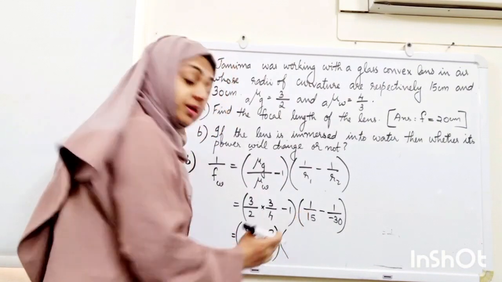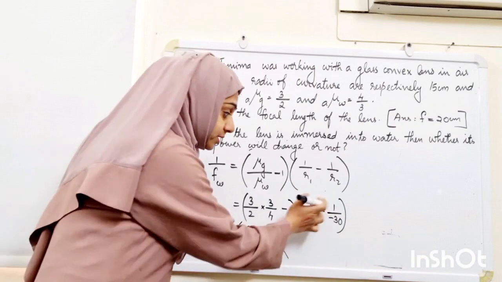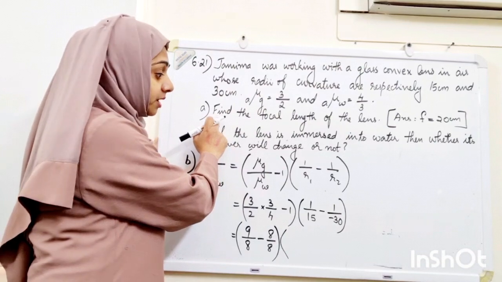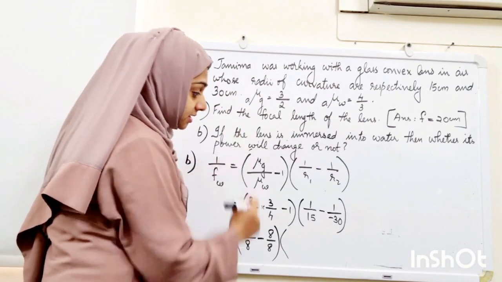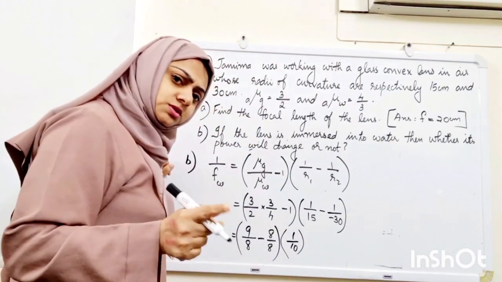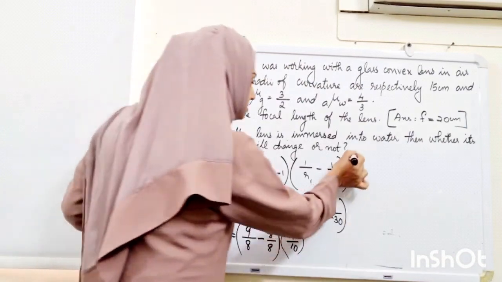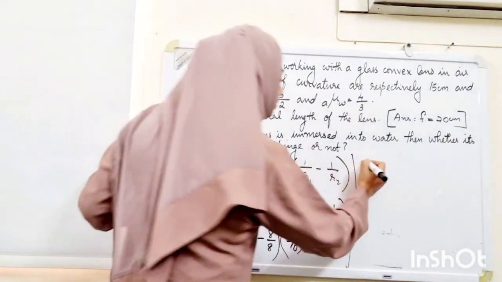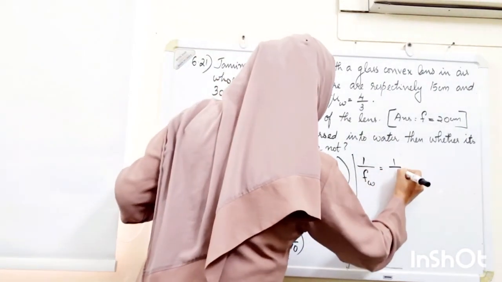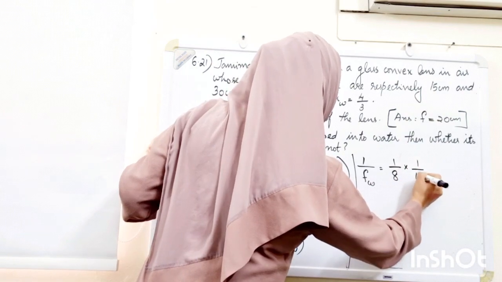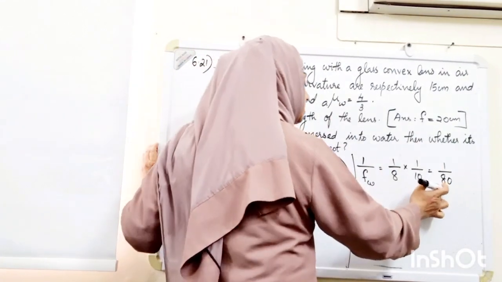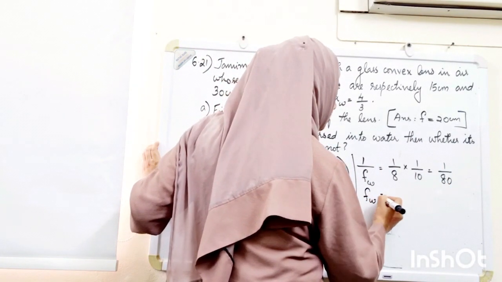Then here you may be remembering the value of 1 by 15 plus 1 by 30. We solved that while solving part A. What was that? It came as 1 by 10. So 1 by 10. If you have any doubt, just rewind a little bit and see this. So 1 by FW is equal to 1 by 8 times 1 by 10. So this is equal to 1 by 80. So 1 by FW is 1 by 80. What does that mean? FW is equal to 80.